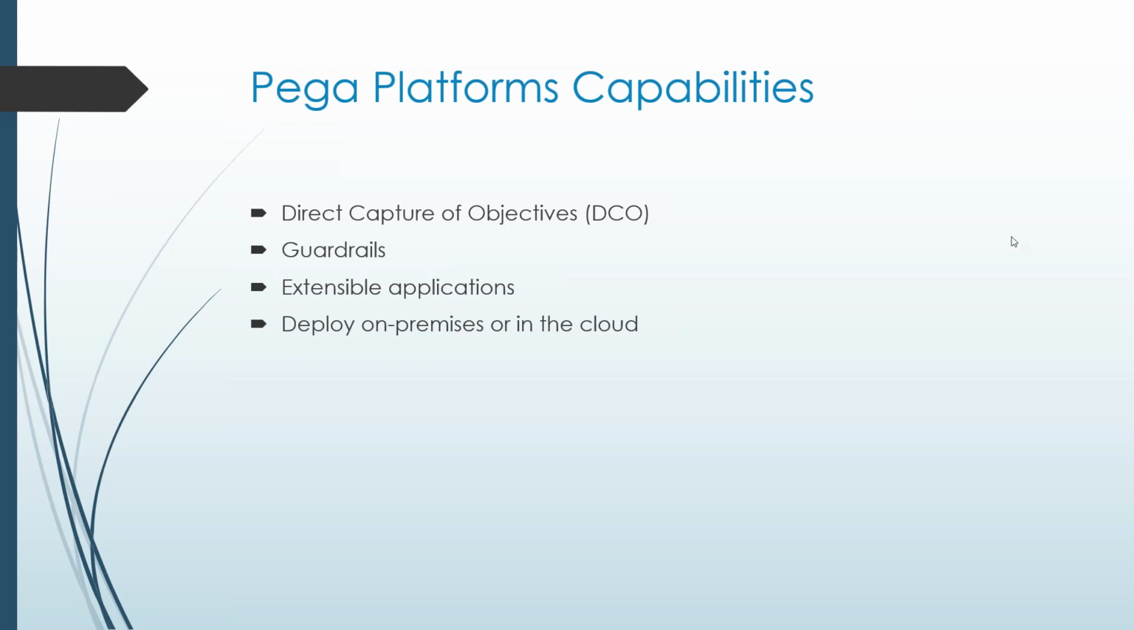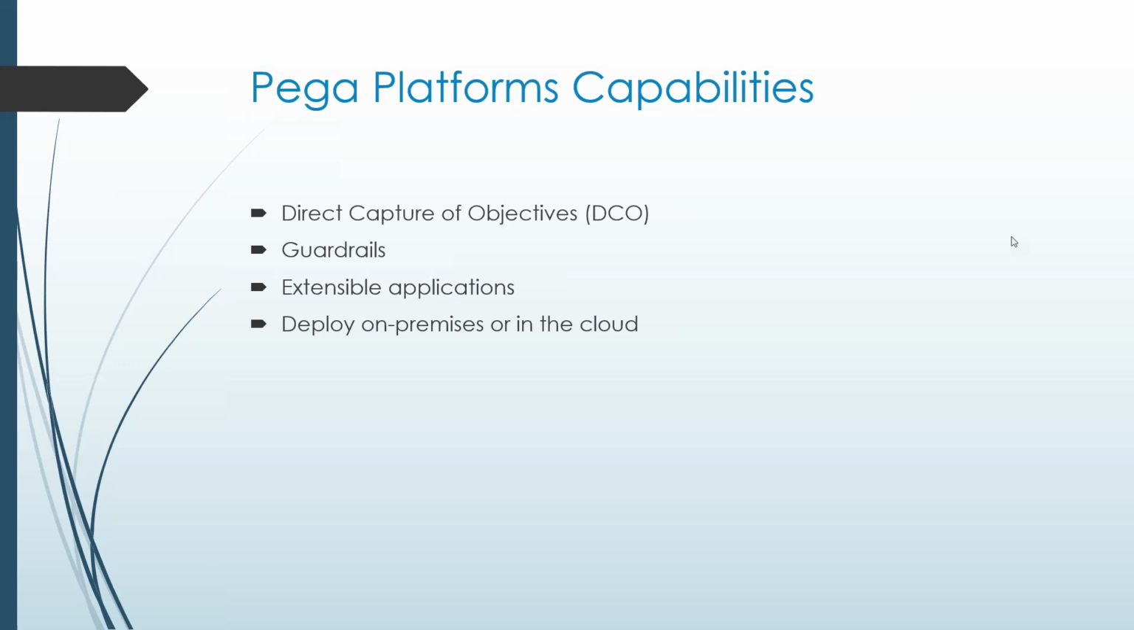Then we have something called as guardrails, which are like the standards that are set for any sort of application. Guardrails is basically a score starting from 0 to 100. So the higher the score, the better is your application, which means you are bound to be within those standards that are set by the platform.